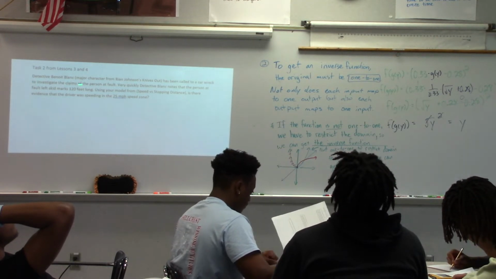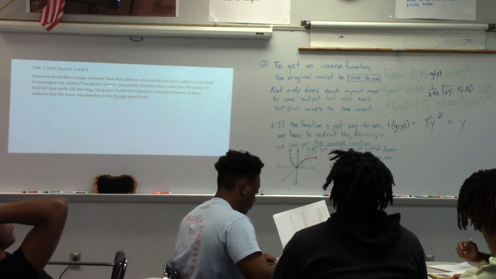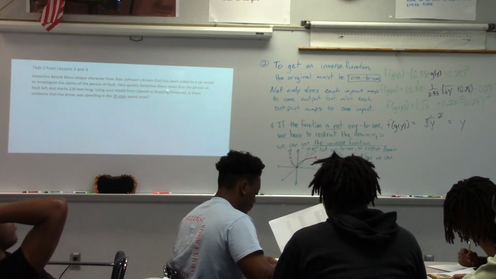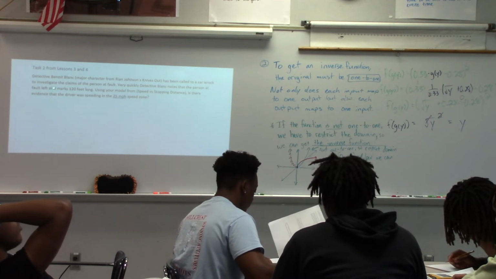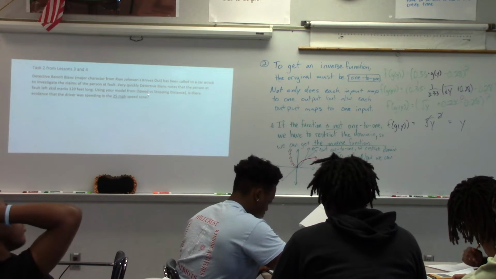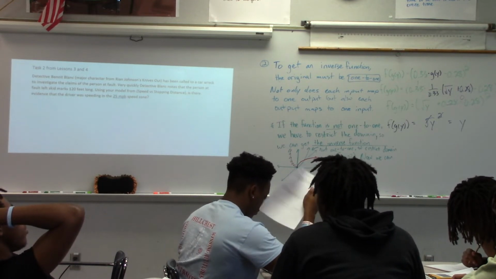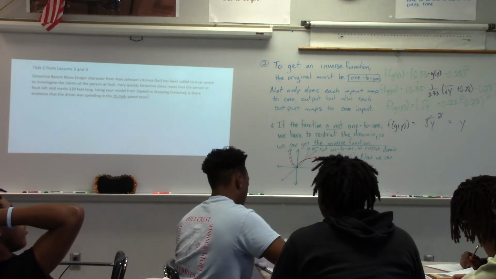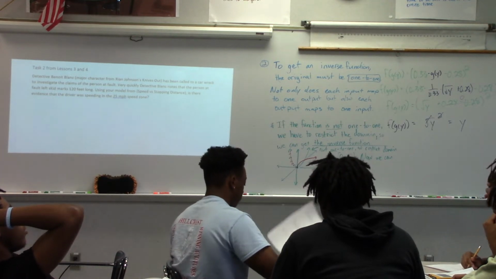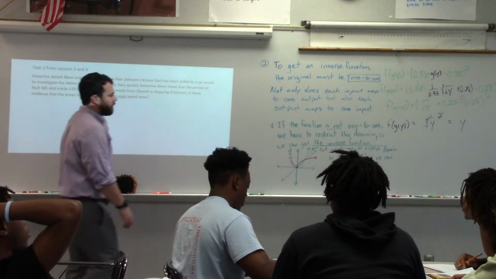but Detective Benoit Blanc has been called to a car wreck to investigate the claims of the person at fault. Very quickly, Detective Blanc notes that the person at fault left skid marks 120 feet long. Using your model from speed versus stopping distance, is there evidence that the driver was speeding in the 25 mile per hour speed zone? Well, this is why we might want a function, or the original function and its inverse.